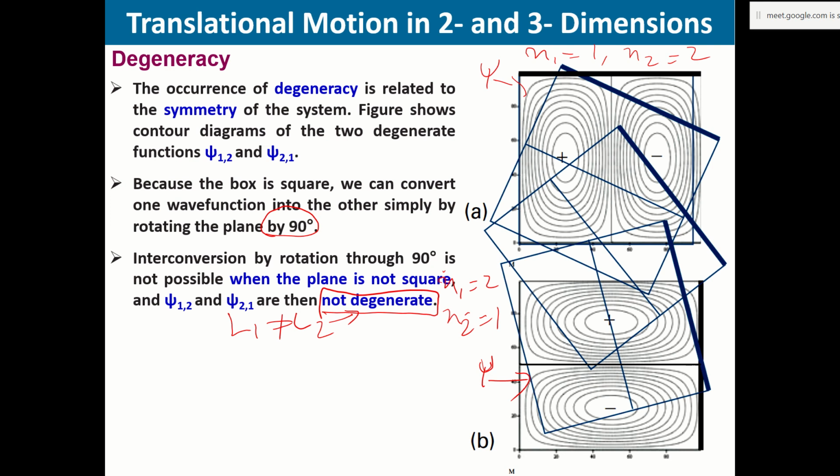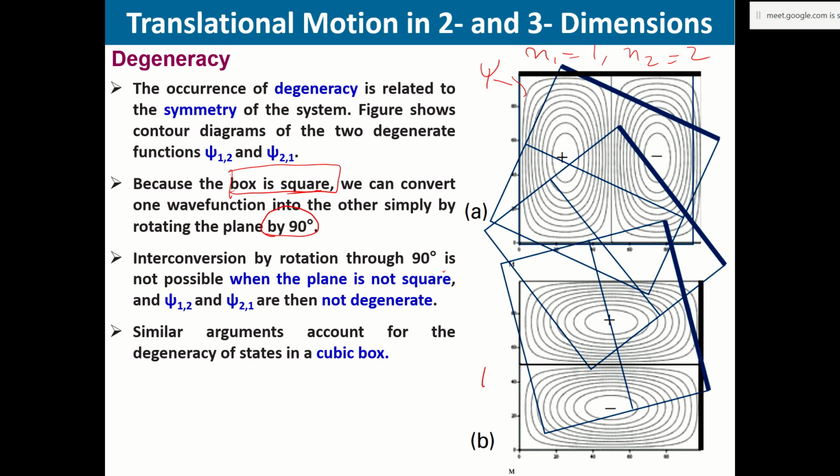Because in that case the symmetry is also gone, the 90-degree conversion that we are thinking about. So if the box is square, you can convert one wave function into the other simply by rotating by 90 degrees. But if L1 and L2 are not equal, the two length scales are different along x and y.